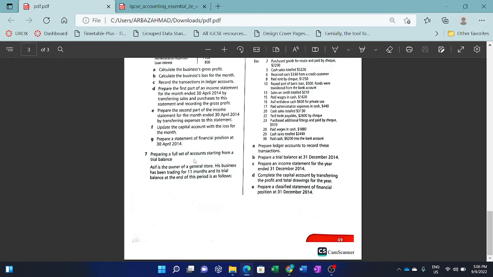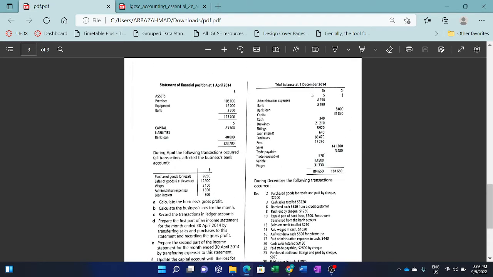Hi guys, so now we are going to look at chapter 6, question number 7, right? So in this question it states prepare a full set of accounts starting from trial balance. So Asif is the owner of a general store. His business has been trading for 11 months and his trial balance at the end of his period is as follows. So we have the trial balance for 11 months, okay?